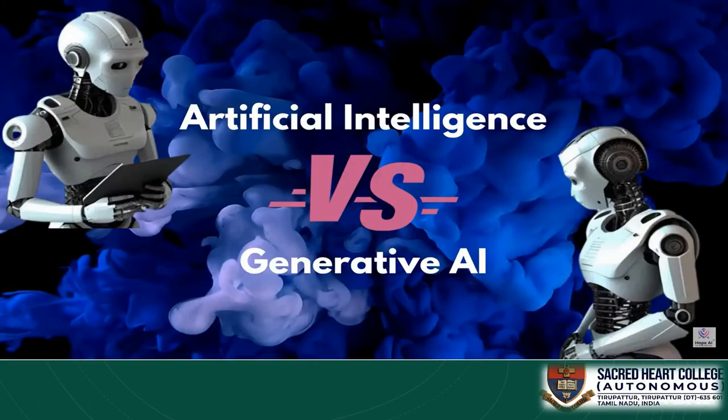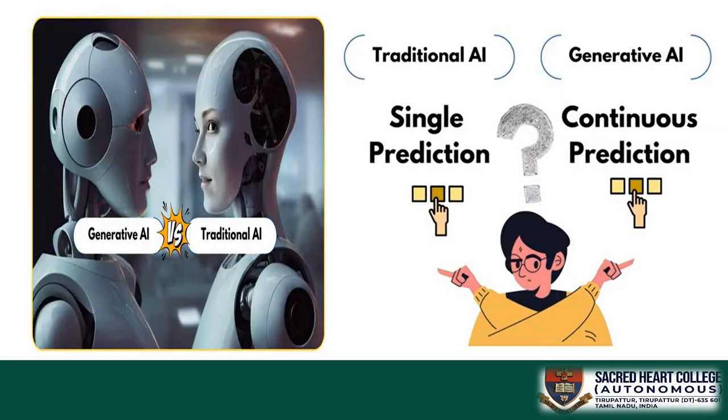Artificial intelligence versus generative artificial intelligence. Both types of AI make predictions, but the way they predict is fundamentally different. Think of a traditional AI like a detective solving a mystery. It analyzes clues and evidence to arrive at one definite answer. Will it rain today? Yes or no? Is this email spam? Yes or no? It is a single direct prediction.